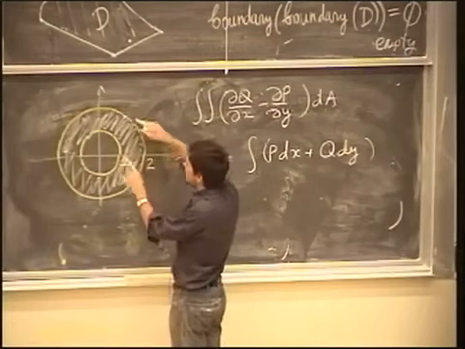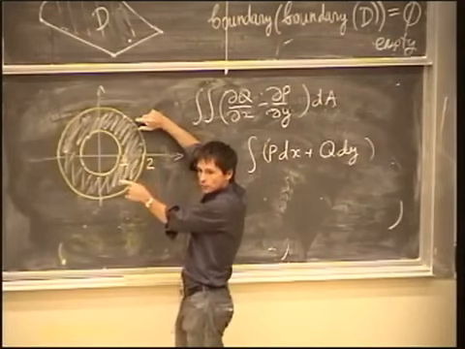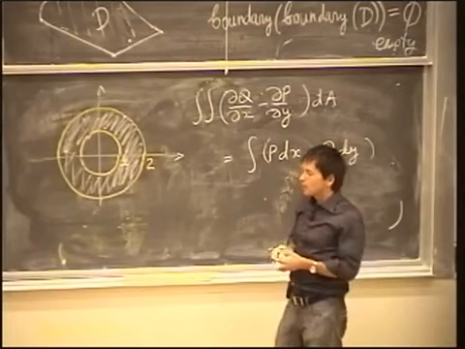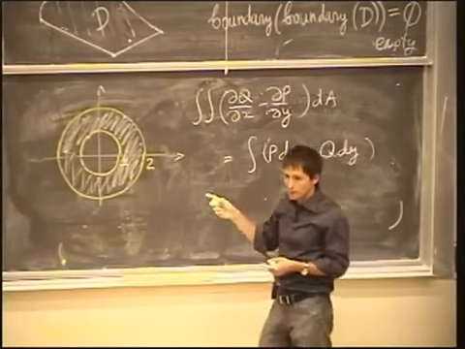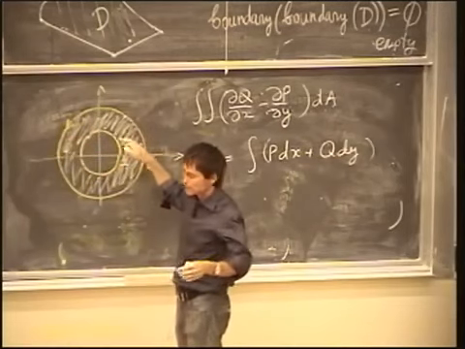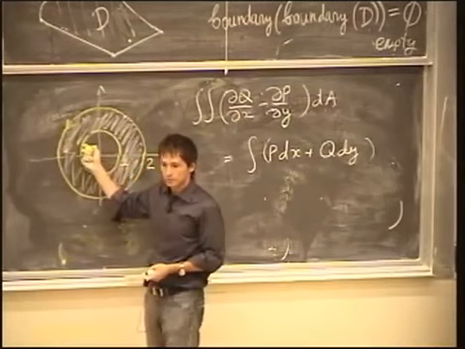So the boundary now consists of 2 circles. There's an outer circle and there's an inner circle. But it turns out that Green's theorem is applicable to such regions as well. But you have to be very careful with the way you put orientation on the boundary. The orientation on the exterior circle, we have already figured out, is counterclockwise. And that's going to stay the same in all cases. But now the question is, which orientation you should put on the inner circle?